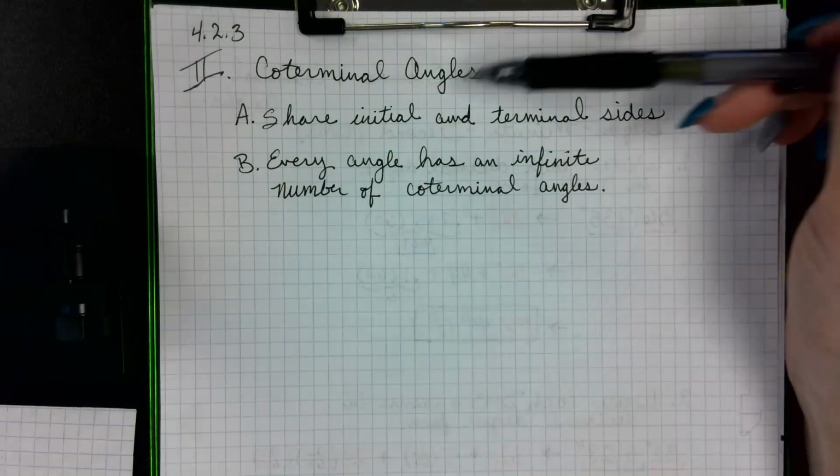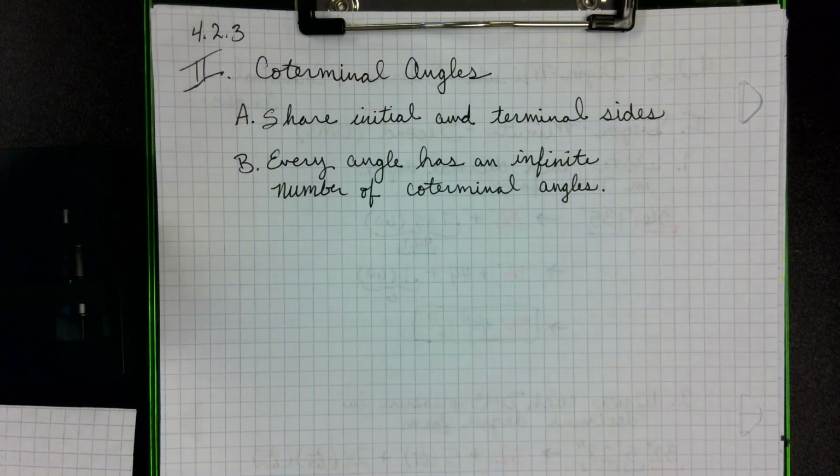They share initial and terminal sides. If your angle is in standard position already, then it's always going to share the initial side. It's the positive x-axis, right? And then the terminal side shows the angle measure. A coterminal angle is going to look the same. The terminal side will line up in the same exact spot. So it's similar to 1 a.m. and 1 p.m. It looks the same on the clock, even though it's representing two different times.